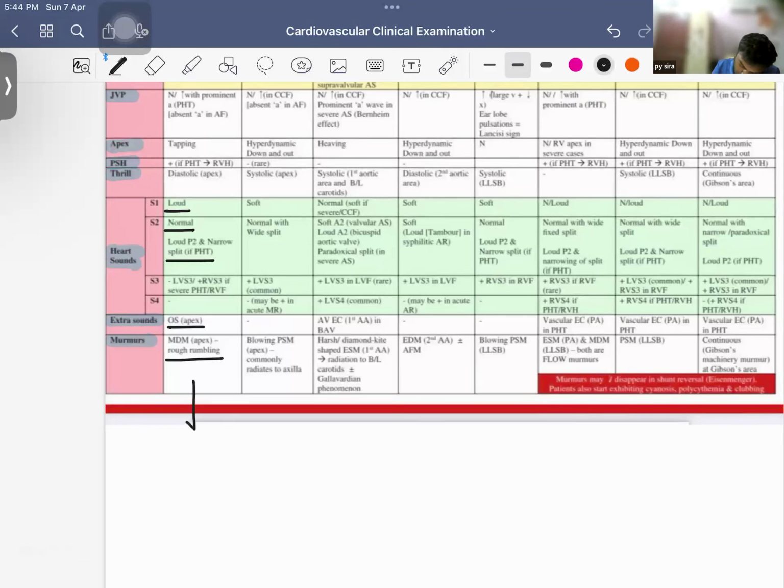It's going to be a case of mitral stenosis. Okay, mitral stenosis. You know the reason, right?